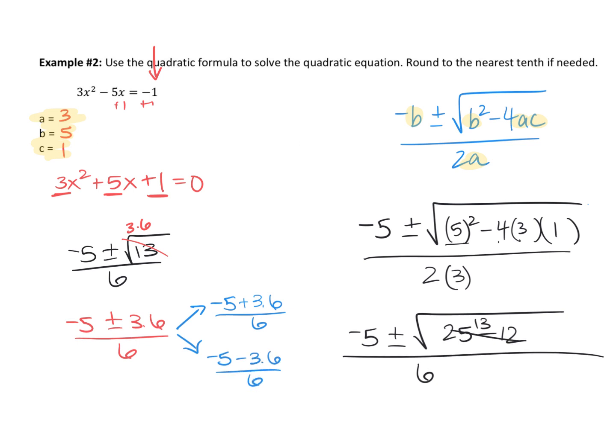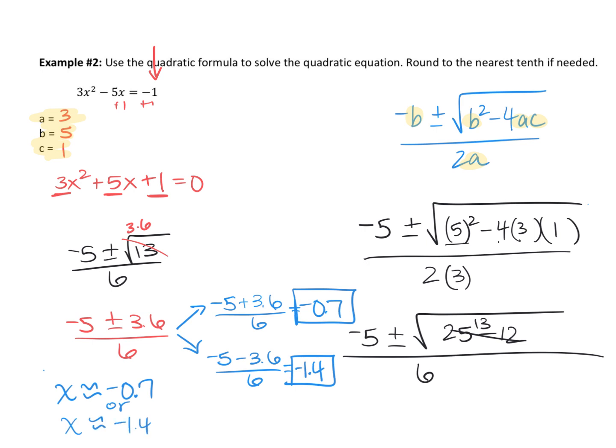So go ahead, why don't you get those two answers? I'm going to do it too. All right, when I work the top one out, I got negative 0.7. Okay, when I do the bottom one, I get negative 1.4, as long as I didn't make a mistake. All right, so my two solutions are, I'm going to put the approximate symbol because I had to round, x is approximately negative 0.7, or x is approximately negative 1.4. Those are my two solutions.